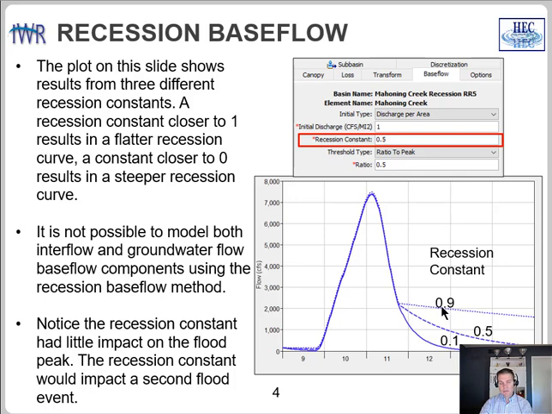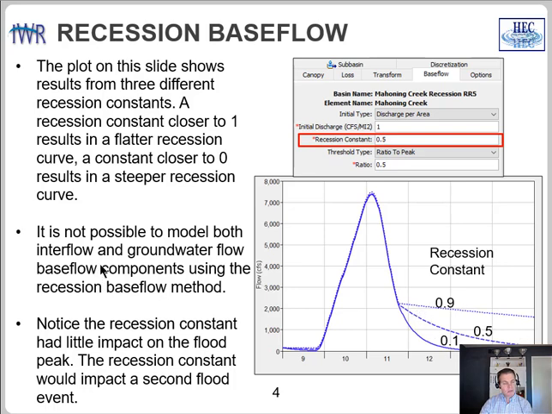What you can see from these 3 simulations is that with a recession constant closer to 0, the receding limb is going to reach a value of 0 CFS much faster compared to a recession constant closer to a value of 1. In that case, the recession curve is going to be a lot flatter. You can see the slope is much milder as the recession constant gets closer to a value of 1.